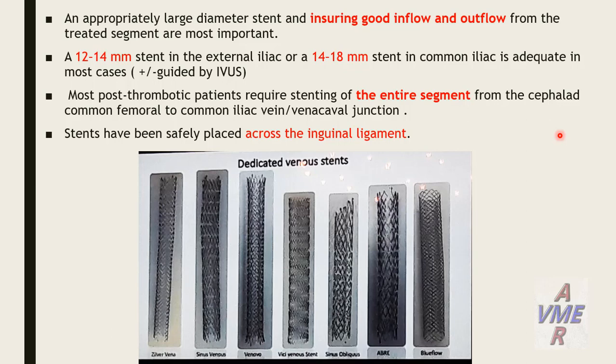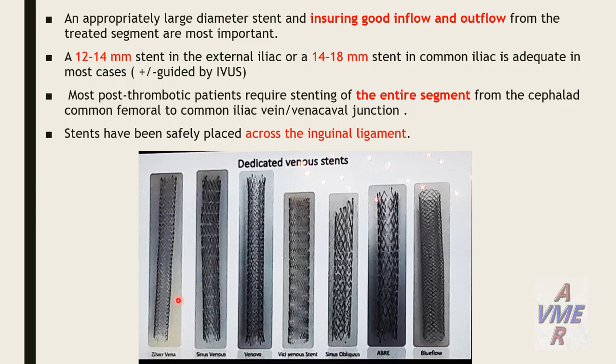An appropriate large diameter stent and ensuring good inflow and outflow from the treated segment are very important for treatment. A 12 to 14 mm stent in the external iliac and a 14 to 18 mm stent in the common iliac is adequate in most cases, and it is guided by IVUS. Most post-thrombotic patients require stenting of the entire segment from the common femoral to the common iliac vein and vena cava junction. A stent has been safely placed across the inguinal ligament.